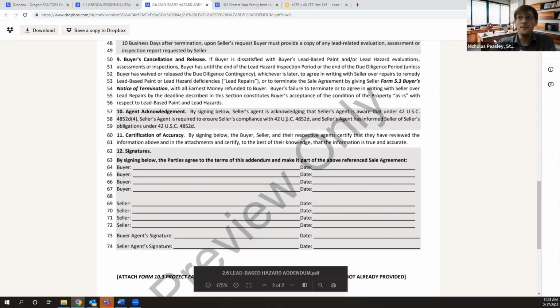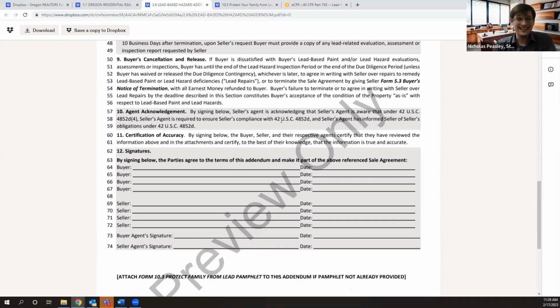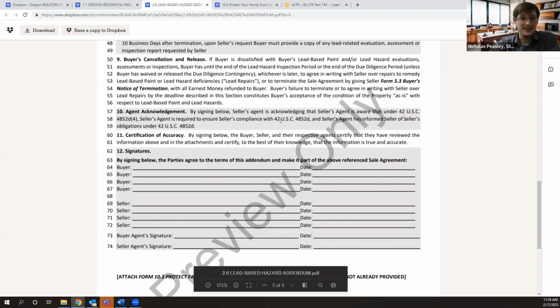This is the federal law. This federal law says sellers need to understand their obligations. They have to understand what they need to do when there are lead hazards on the property, and they need to be compliant, or at least understand and acknowledge that they are trying to be compliant in any of these hazard addendums that they sign.